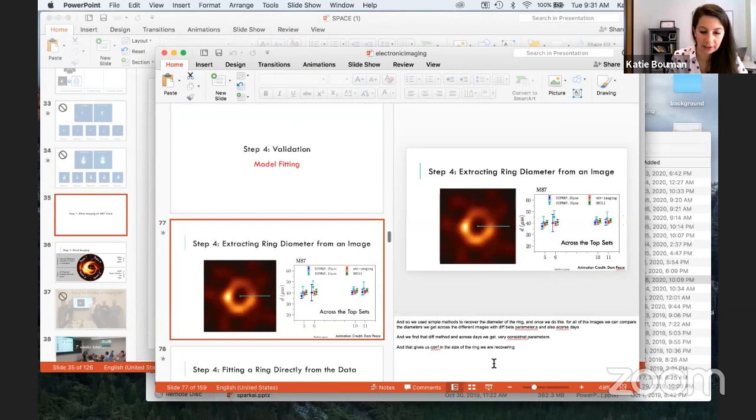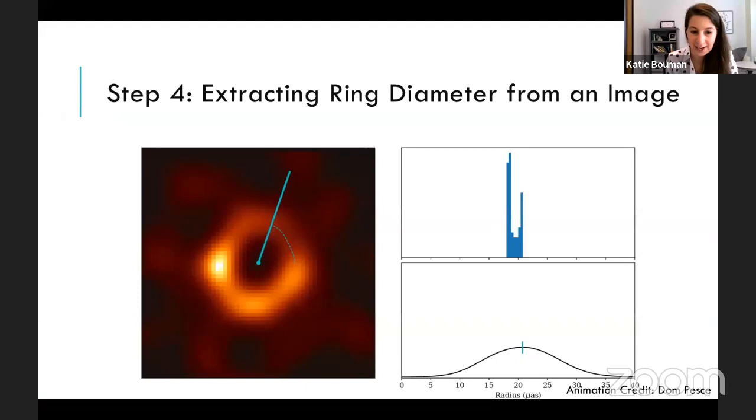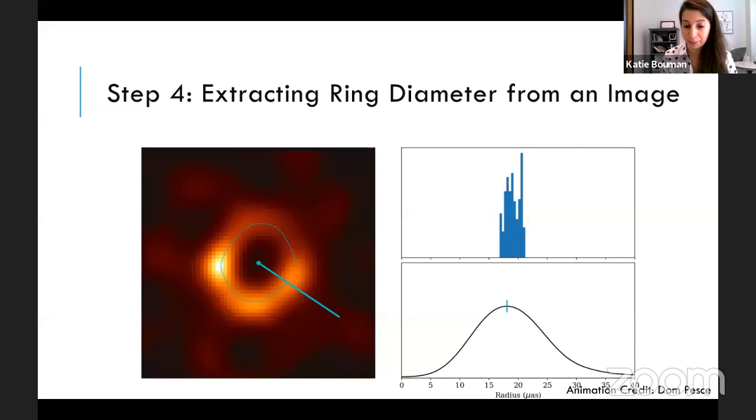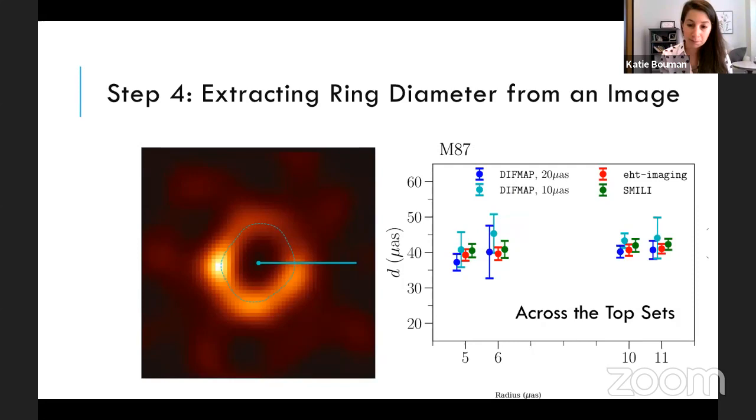Here, I can show you some of that. Here we looked at the images that we had created and looked at extracting the ring. Let's say our goal is to figure out the size of the ring. That's an important feature because it relates to the mass of the black hole. So it's an important scientific feature that we want out of it. We could look over lots of different images and extract the ring size. And we saw that no matter the method we used and the day that we observed, they were all consistent in the ring size that we got from the images when we looked over huge parameter settings.